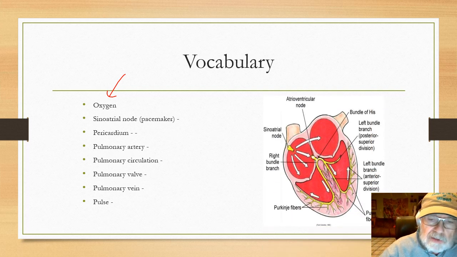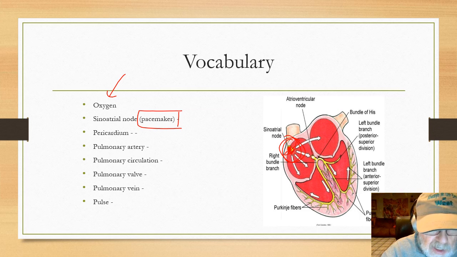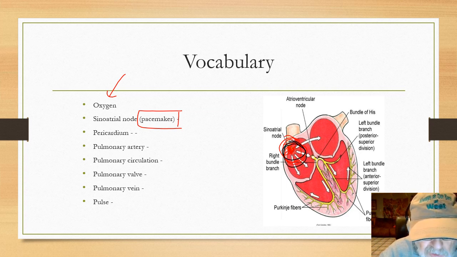Sinoatrial node, we talked about that before, that's the sinus node. This is the place where it all starts. That's where the magic begins. It's also sometimes called the pacemaker of the heart. When people have a sick sinus node and it isn't working, they sometimes have a device that we put in that has an electrical wire that goes to the area right around here. It's implanted. They actually screw it into the wall of the right atrium. From a little box with a little battery, it sends out that signal to start things moving. But normally that's not needed.